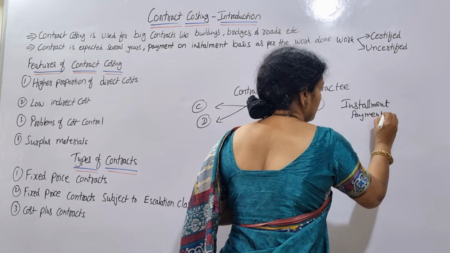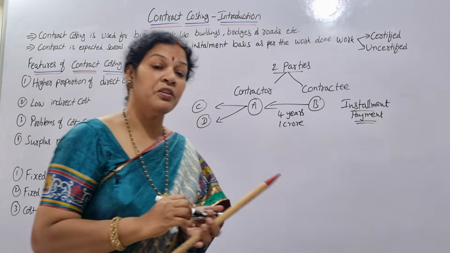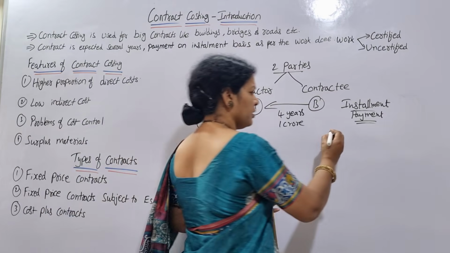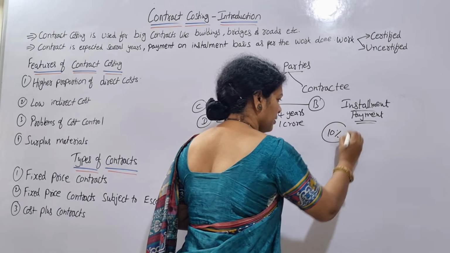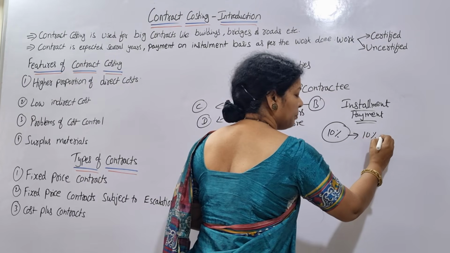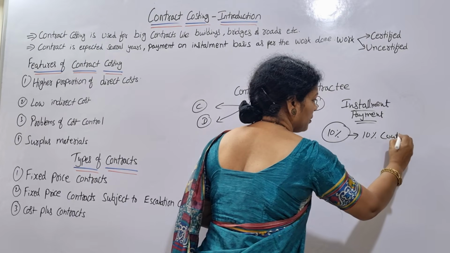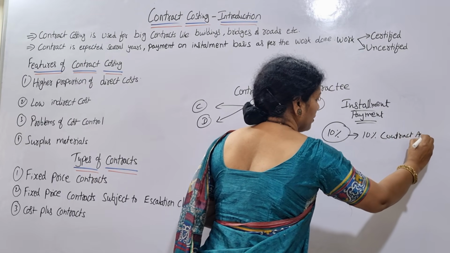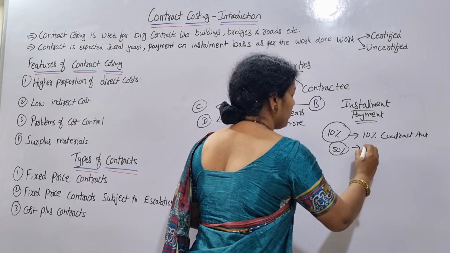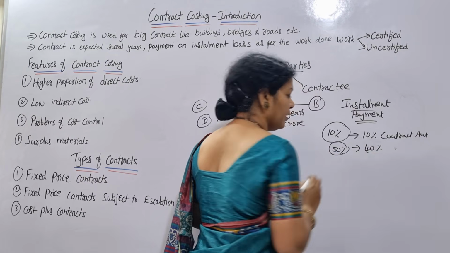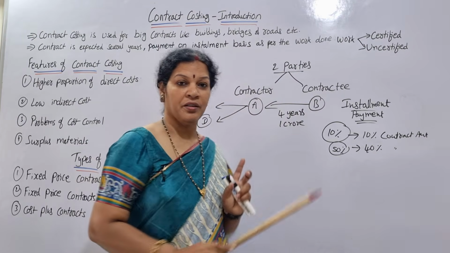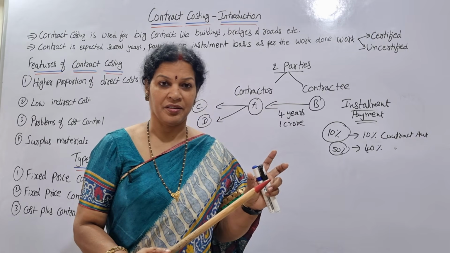Installment payment method. Okay. So how do they pay the installment? It is according to the percentage of work completed. Suppose 10% of the work is completed. For 10%, I'll pay you 10% of the contract amount only. Once it is 50% finished, then I'll pay only 40% more. It depends on the agreement between A and B. So this is a contract. Are you getting it?